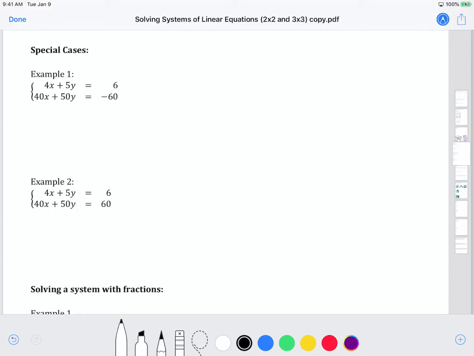I'm going to multiply the first equation by -10. That will give me a -40 for one coefficient of x, and then the bottom equation, that will give me a +40x. So I'm going to take equation 1, and I'm going to multiply by -10. That's going to give me -40x minus 50y is equal to -60. Then I'm going to carry down my second equation.